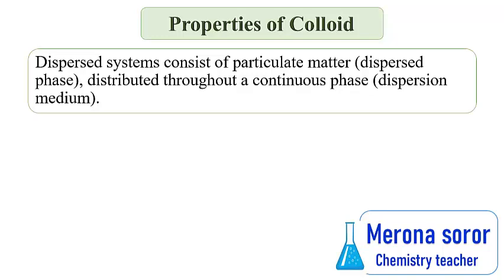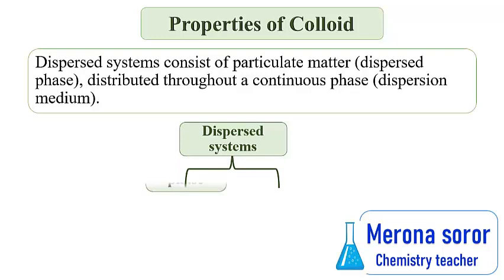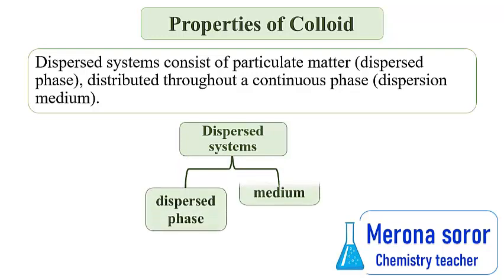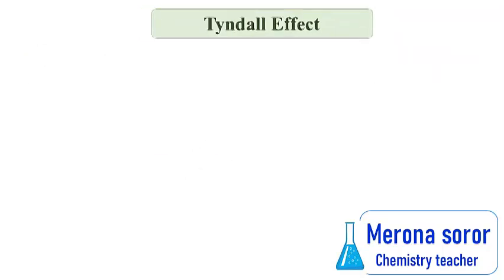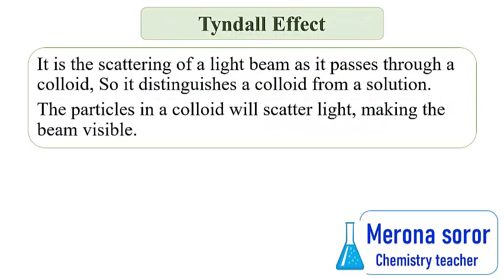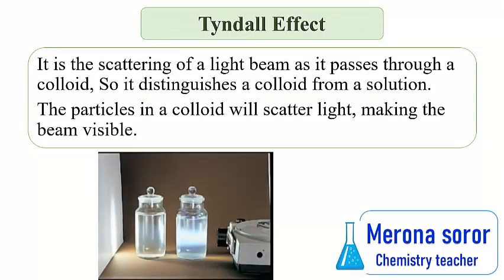Dispersed system consists of particulate matter, the dispersed phase, distributed throughout a continuous phase, the dispersion medium. Dispersed system consists of dispersed phase and dispersion medium. Tyndall Effect. It is the scattering of a light beam as it passes through a colloid, so it distinguishes a colloid from a solution. The particles in a colloid will scatter light, making the beam visible.